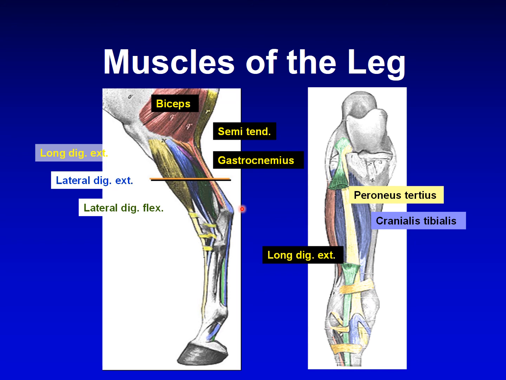On the ventral aspect, we have the gastrocnemius muscle. We have the superficial and the deep digital flexor tendons here. And now we'll talk about this picture after we talk about the importance of these two muscles, the long digital extensor and the lateral digital extensor, in the next video.